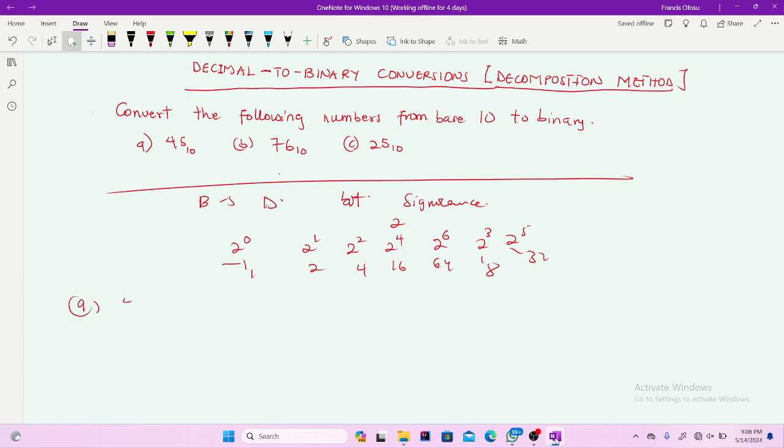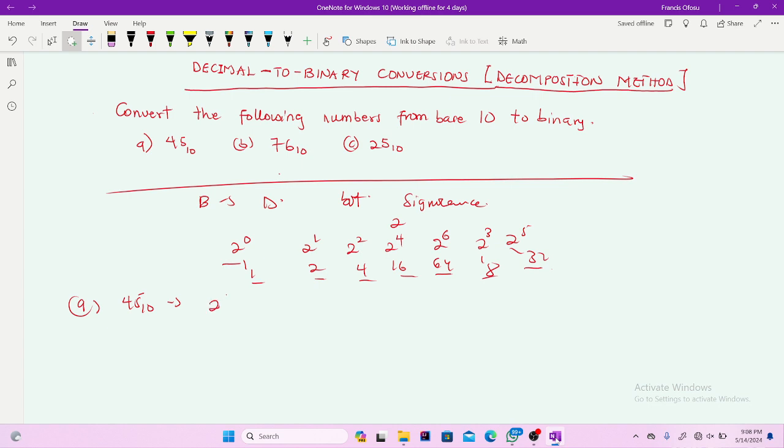I have 45, so 45 base 10. If I decompose this, what do I get? No matter the level or the powers you take, you should get the same thing at last. You first tackle the highest power, then come gradually down. Realize that the highest power we can use is 2 to the power 5, which is 32, since this number is less than 64. 2 to the power 6 is 64, which is greater than 45, so it's not feasible. So the highest you can take is 2 to the power 5.